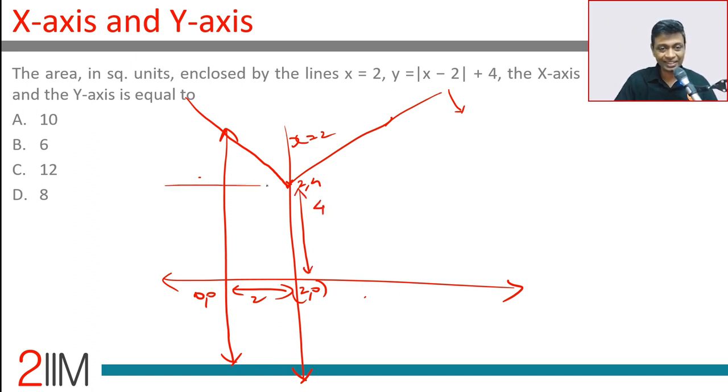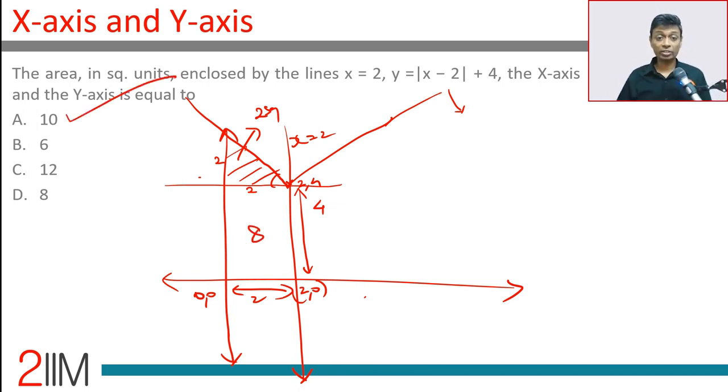There's a straight line. The angle is 45 degrees. The modulus of x line. This is 2. This is 2. This area is half into 2 into 2, 2 square units. This area is 2 into 4, 8, 8 plus 2, 10.